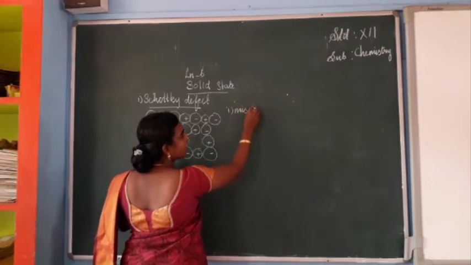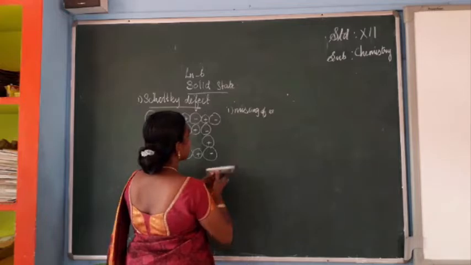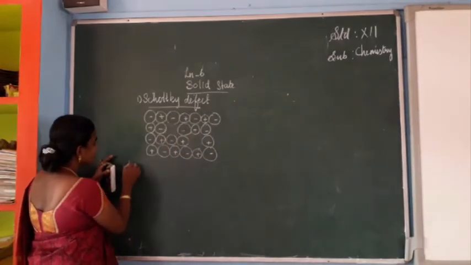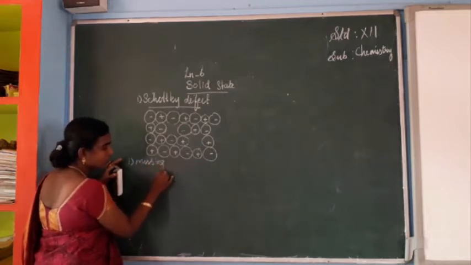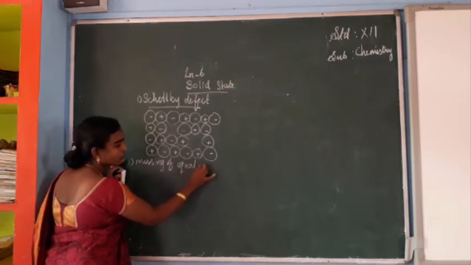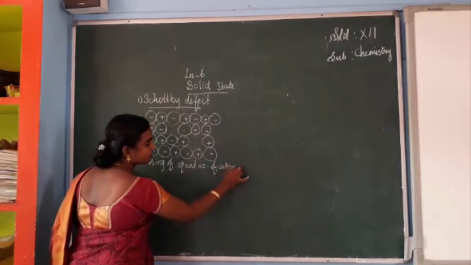Okay? Missing of equal number of cations. Then we can write Frenkel defect that side. So here the Schottky defect arises due to missing of equal number of cations and anions.